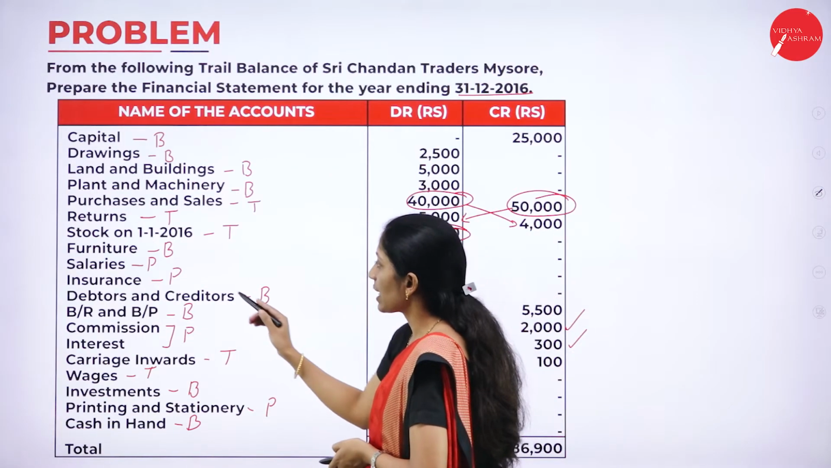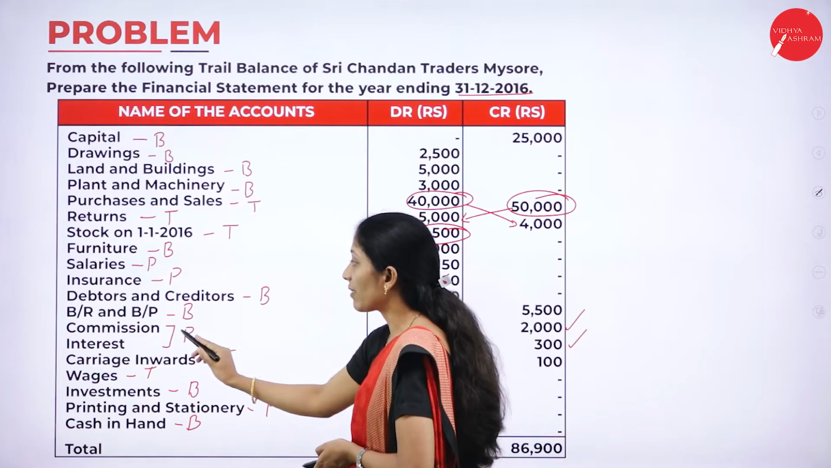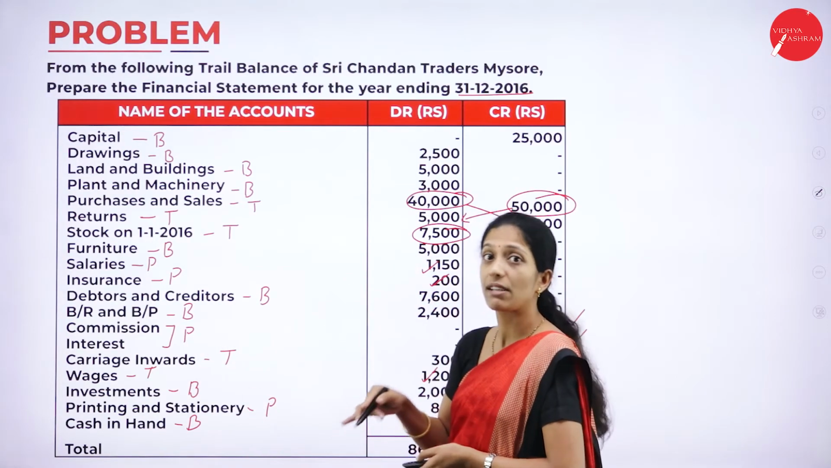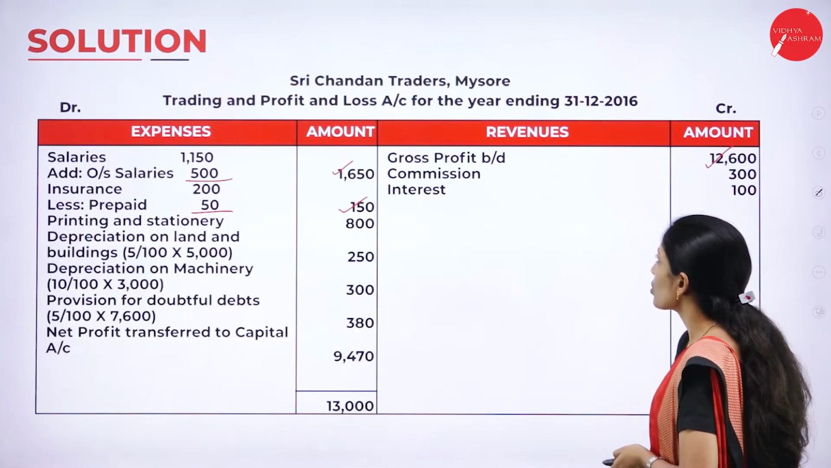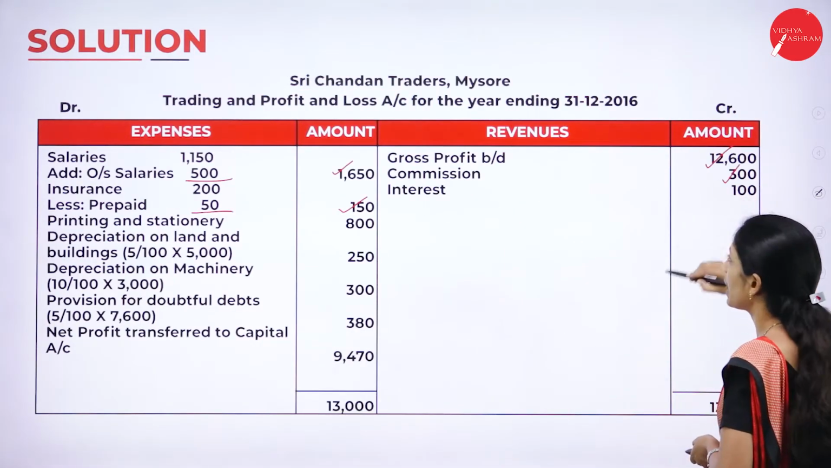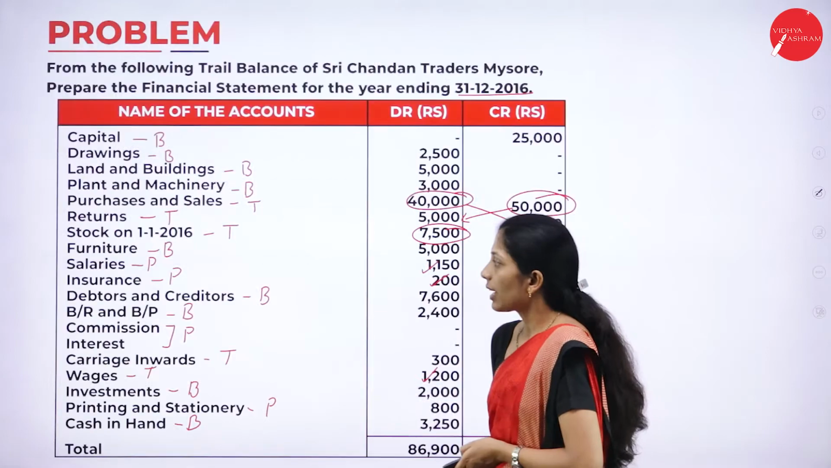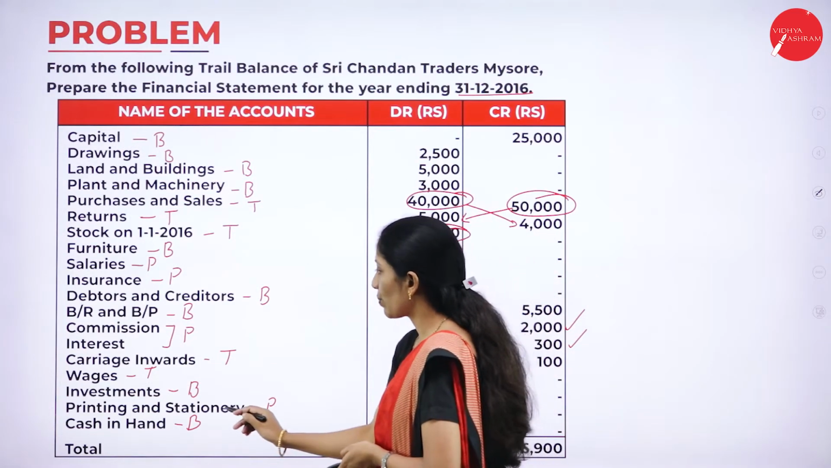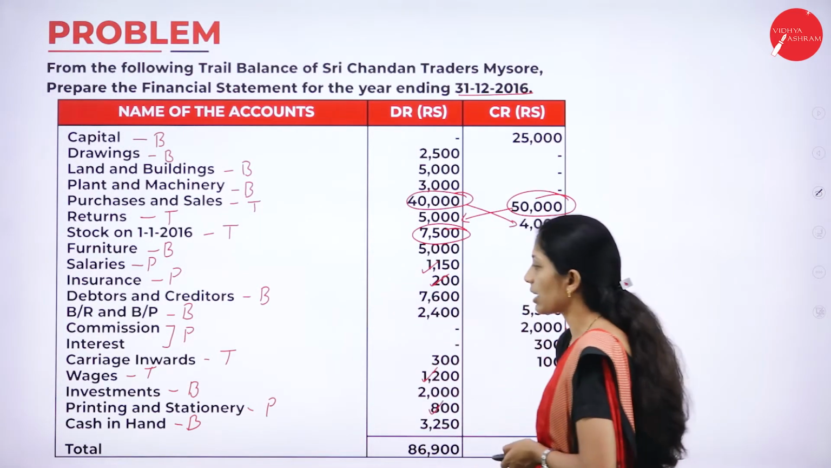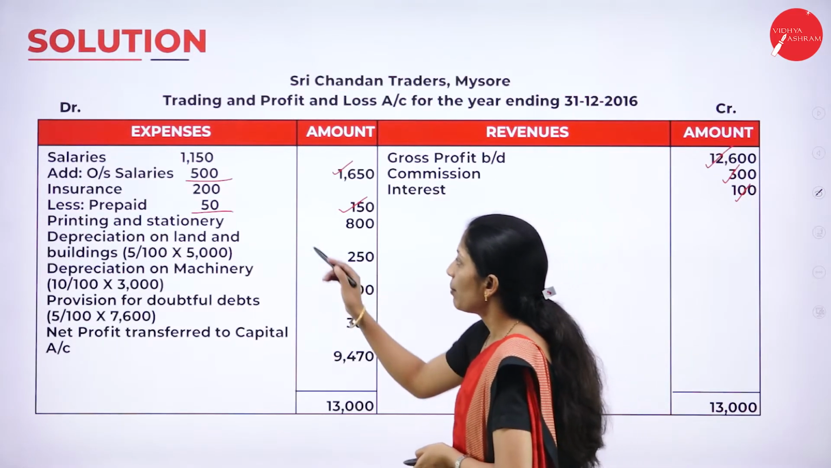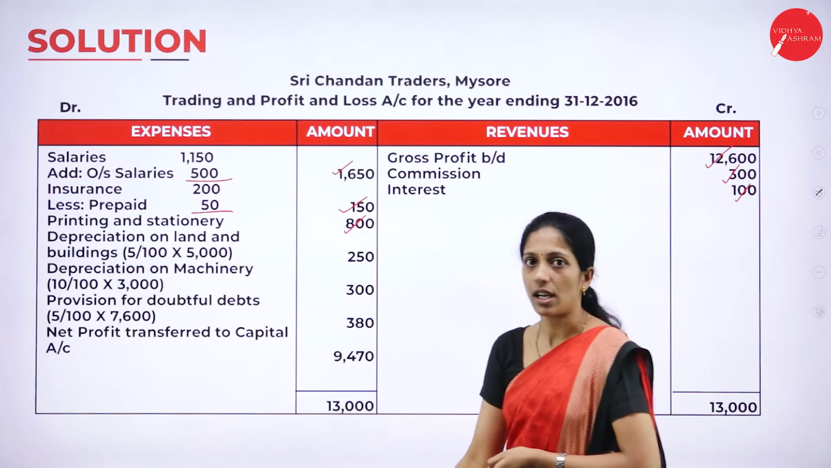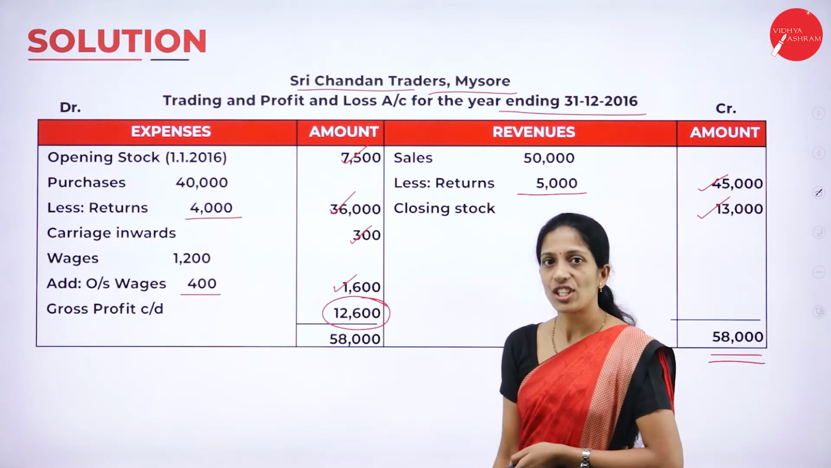After that, which is the next one after insurance, so we have commission as well as interest which has been received. So we have to record in the income side. So how do I write? Commission 300, interest 100. Next one, after that, so we have printing and stationery 800. So there is no adjustment, so write directly printing and stationery 800. So we are done with all the items in the trial balance.